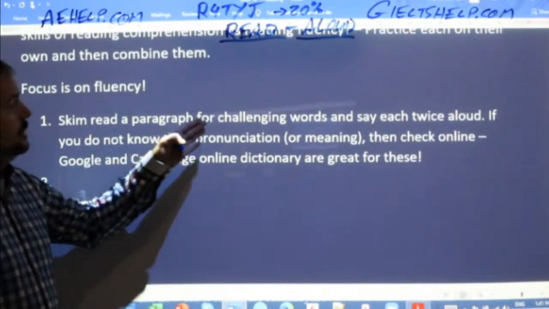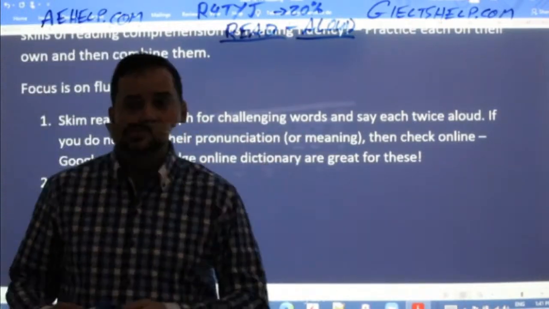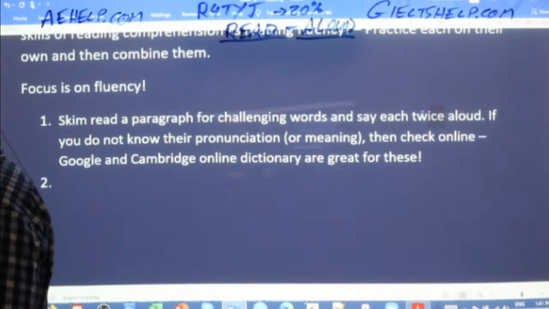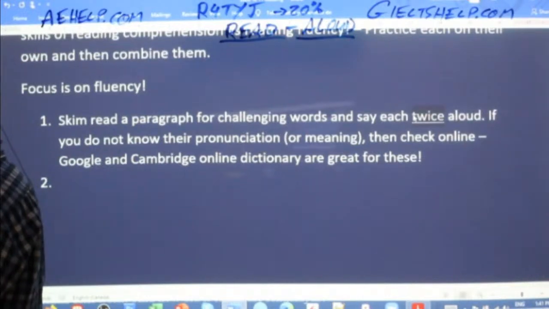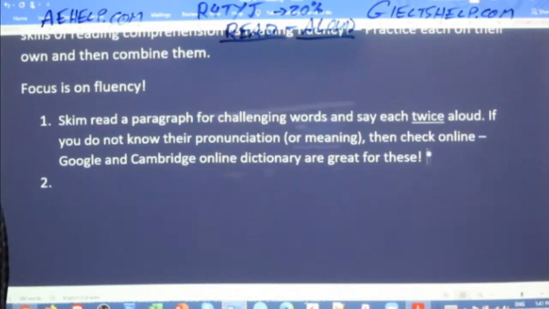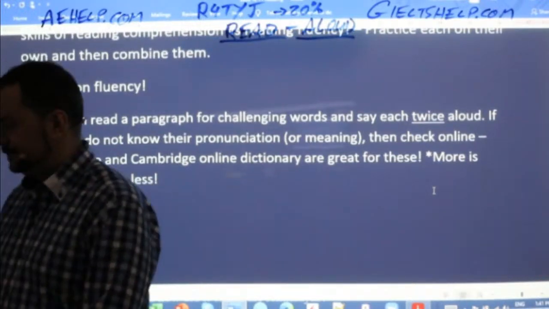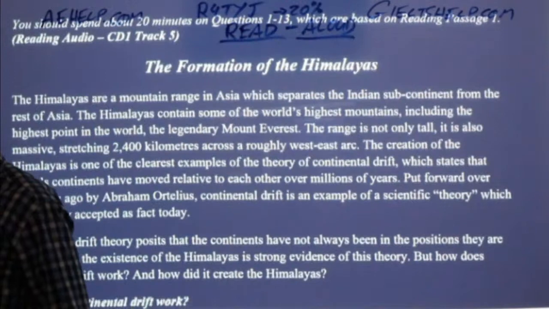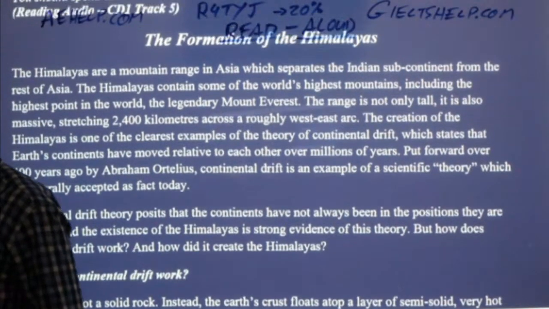And we're going to skim read the paragraph for challenging words. We're going to say each one twice. It's very important to do this twice. Okay, of course it goes a little bit faster when you have a teacher who knows how to pronounce the words. Okay, and another point to keep in mind is more is better than less. If you kind of think it might be challenging, then say it twice aloud. So more is better than less. Okay, all right. So here we go. This is a part of our technique called power reading that you can learn more about on the websites.